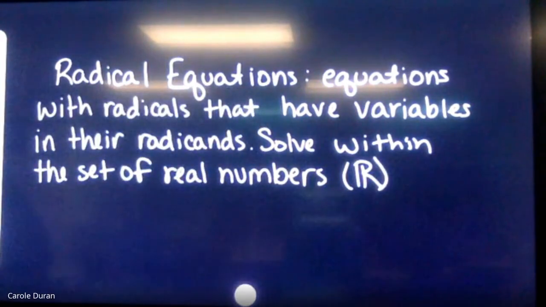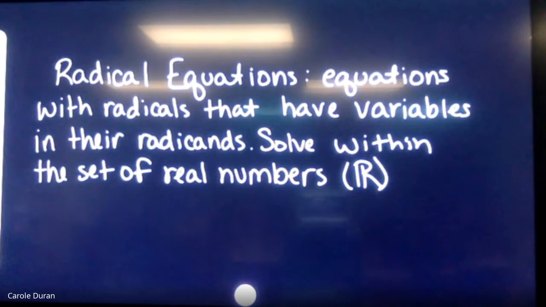So a radical equation is exactly how it sounds, and it is an equation that contains radicals and has variables either inside of the radical or being multiplied into the radical. Also, it is important to note that when we are solving radical equations, no matter what root we are taking, we are working only in the set of real numbers, so we can't have any complex numbers, no i's.